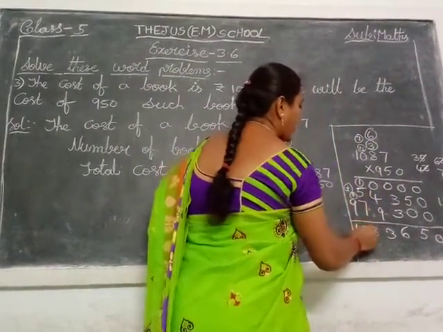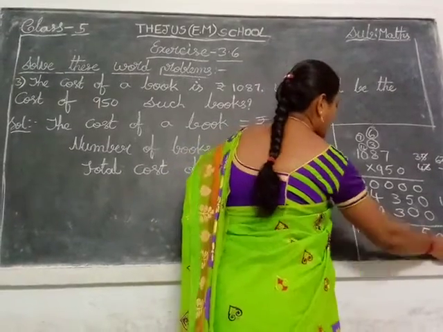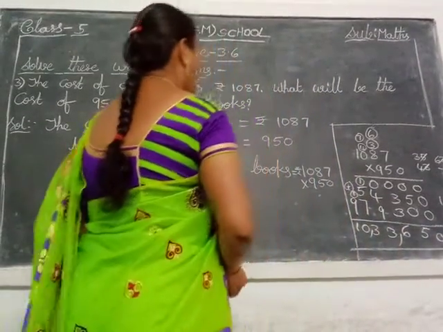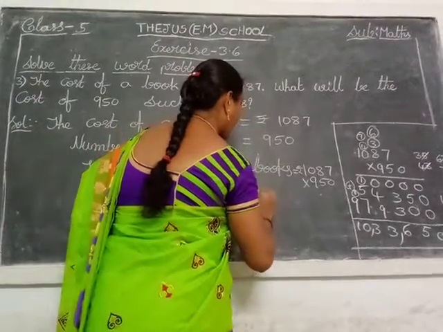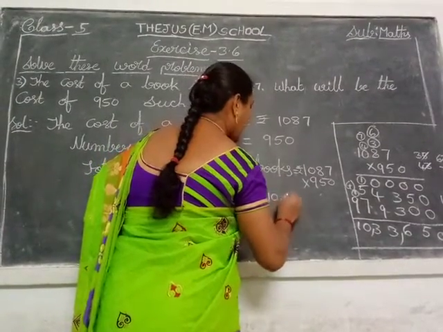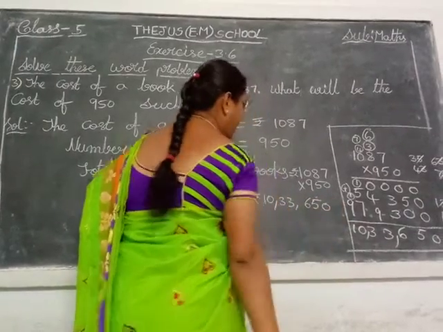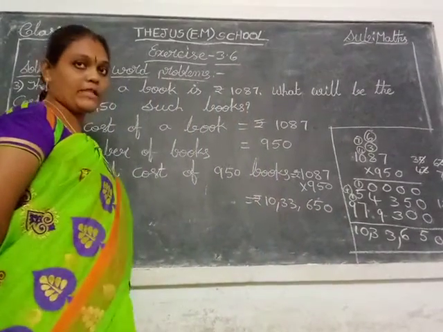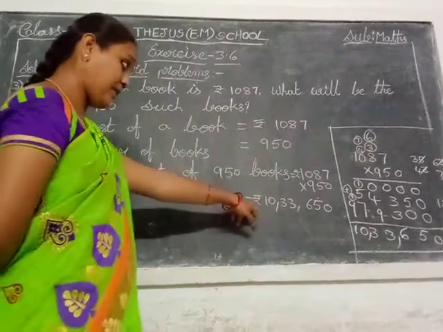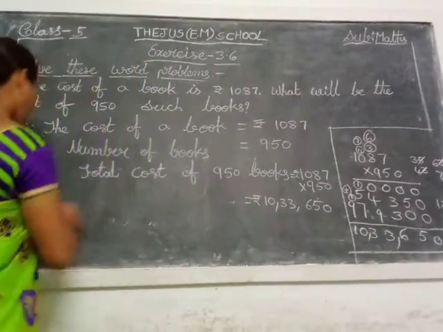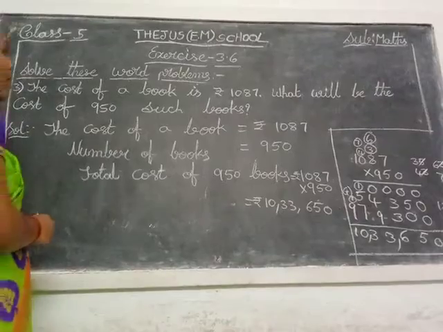1 plus 9, 10. So put the cost. So the total cost of 950 books is 10,33,650 rupees. Mention the rupees symbol also, children. Therefore, the cost.